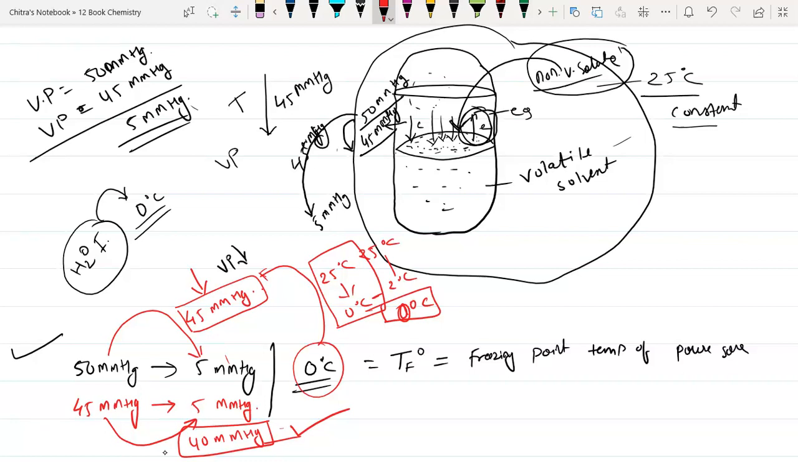Okay, so now the key point. When any non-volatile solute is added to a volatile solvent to form a solution, the vapor pressure of the solution decreases. Due to the decrease in vapor pressure of the solution, we have to freeze that solution before the freezing point of the pure solvent. That lower temperature required to freeze the solution is called depression in freezing point. Understood? Everyone understood, beta? Yes, sir.